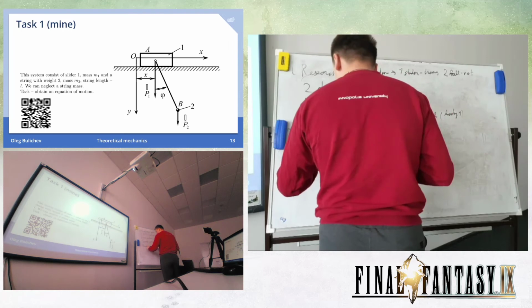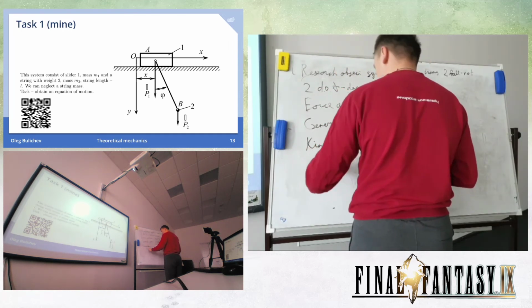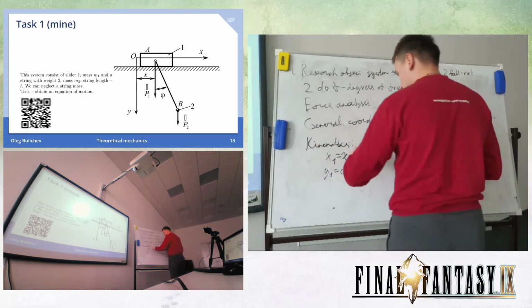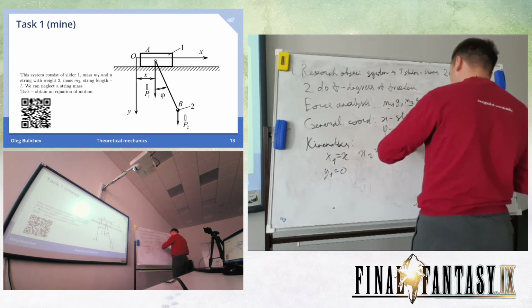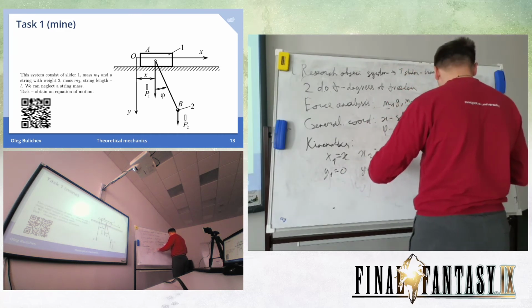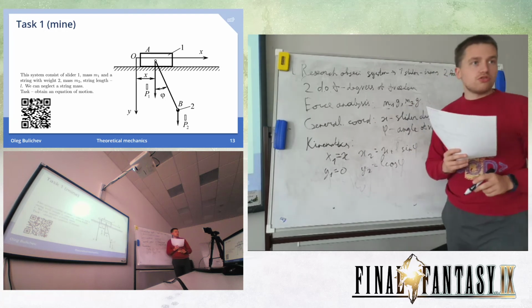We have first body x1 equal to x, y1 equal to 0, x2 equal to x plus L sine theta, y2 equal to L cosine theta. Is it clear?